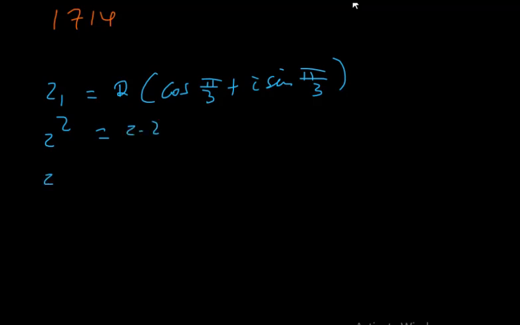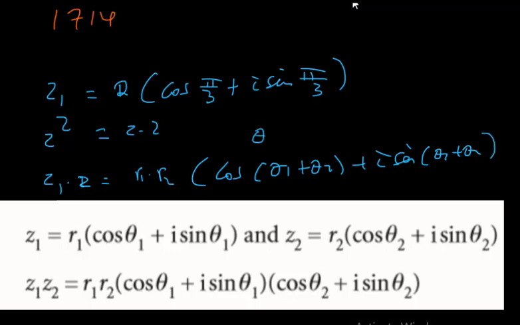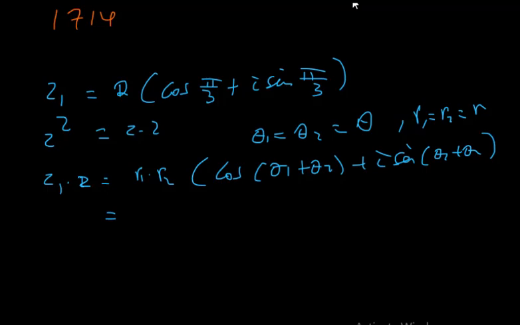As you know, just to revise, z1 times z2, if you have two complex numbers with different magnitudes, you multiply the moduli and you add the two arguments: cosine of theta 1 plus theta 2 plus i sine of theta 1 plus theta 2. But what if the two arguments are the same, theta, and the distances from the origin to those complex numbers are equal, r1 the same as r2, which equals r? So as you can see here, we have the same base, r times r, and cosine of theta plus theta.